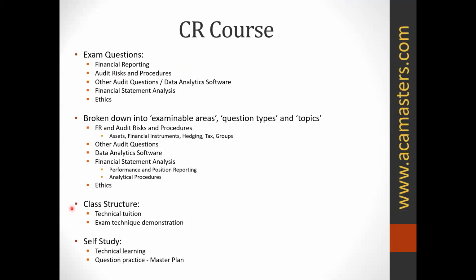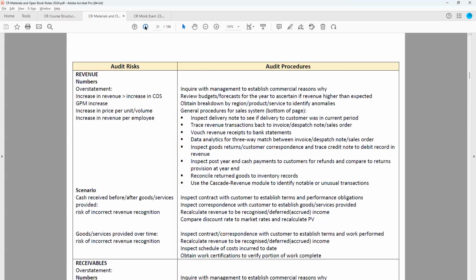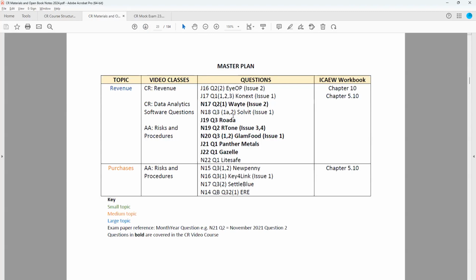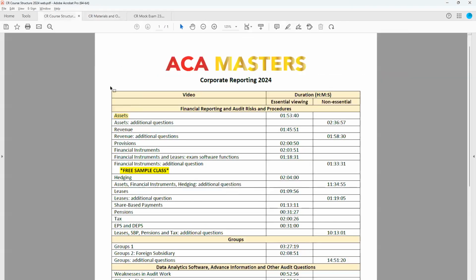So during the class, I'll teach you the key technical content in a nice, easy to understand way. I'll then work through some recent questions on revenue, showing you how to apply that content and the exam technique to use. You can then go away and practice the other questions and make sure that you've understood this key technical content. So again, I'll work through several questions. You can then go and practice the other questions. And you can see we're just breaking CR down topic by topic, covering both FR and audit risks and procedures.